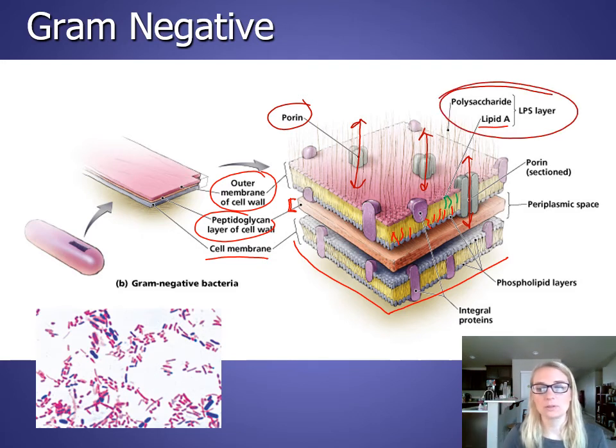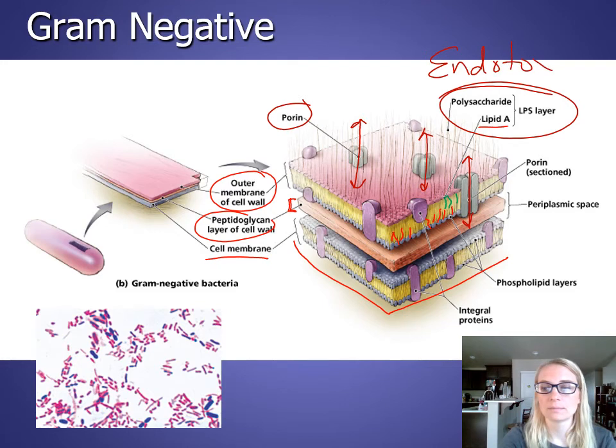But this outer part is called the lipopolysaccharide layer, or LPS layer. That lipid A is actually an endotoxin. We're going to talk about endotoxins a little bit more in chapter 14 when we get to epidemiology and pathogenesis, what can cause diseases. But for now, since we're talking about the gram-negative cell walls, if you have a gram-negative bacteria in you and it dies and its cell structure breaks down, it releases that lipid A into the body, and some bad things can happen.